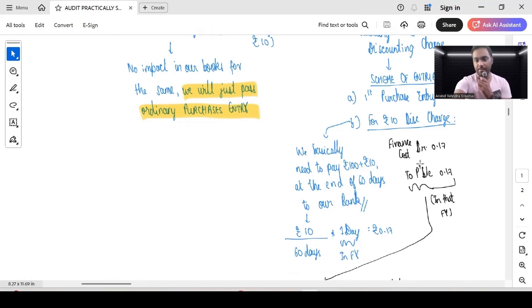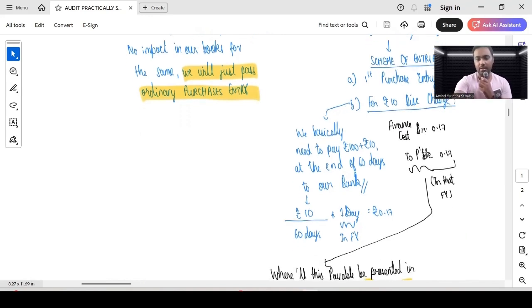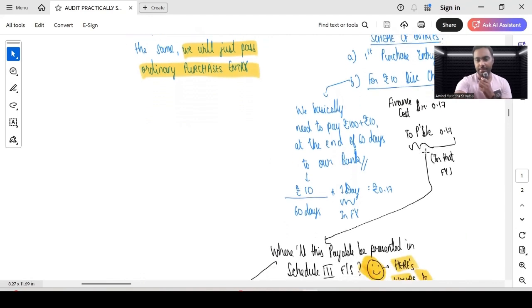And so the entry which we would be passing in this regard is finance cost debit 0.17 to payable 0.17 for that particular financial year. Now a question would arise, guys. Where would this payable need to be present in the financial statements? Would it need to be taken to borrowings, or would it need to be presented in trade payables itself? If it needs to be presented in trade payables, what nomenclature would we give for that particular transaction? I hope the question is clear, guys.